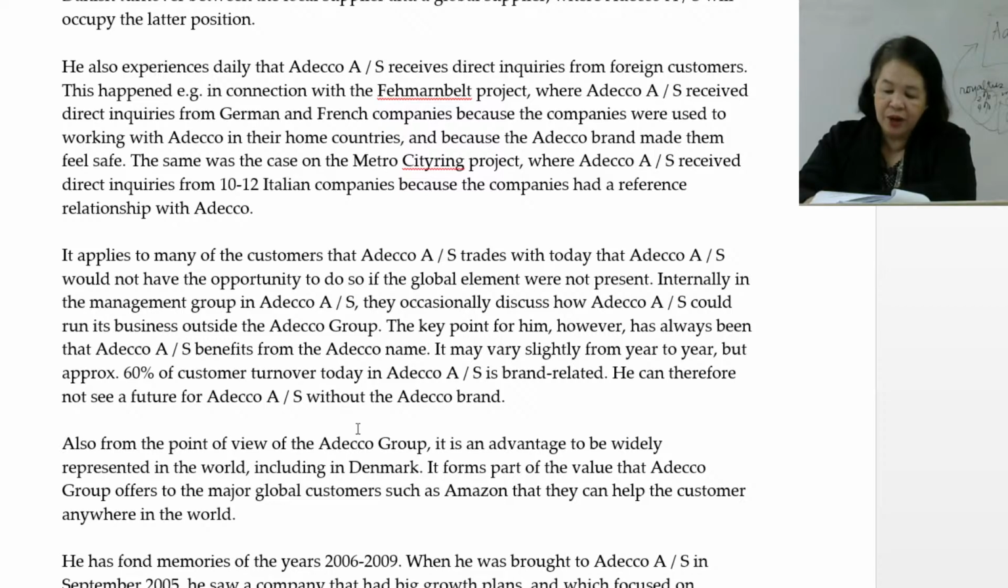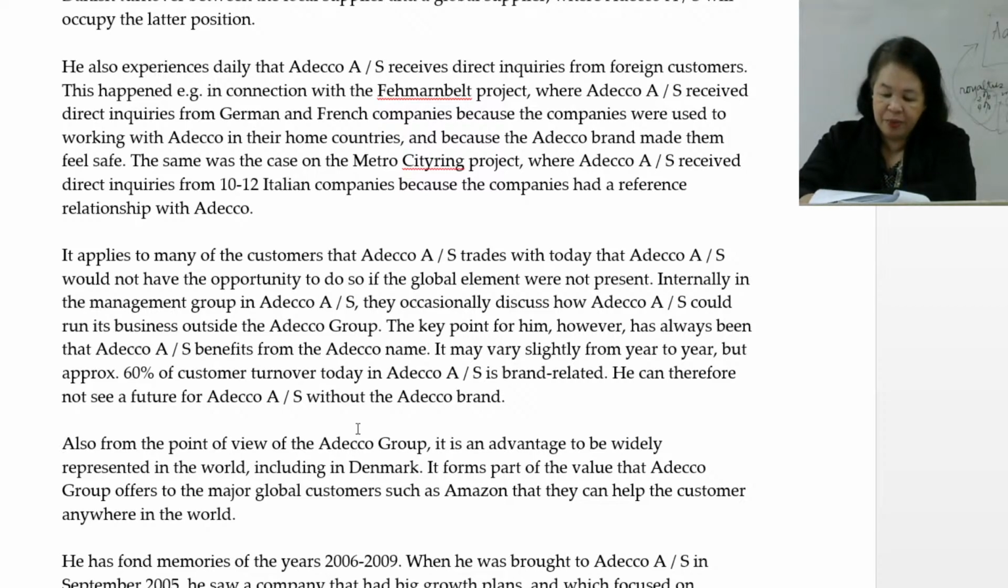When he was brought to Adecco in September 2005, he saw a company that had big growth plans and which focused on developing and professionalizing the business, among other things, by making business lines. So from 2005 to 2007, sales grew by about 50%, no? As there was high demand throughout the market.